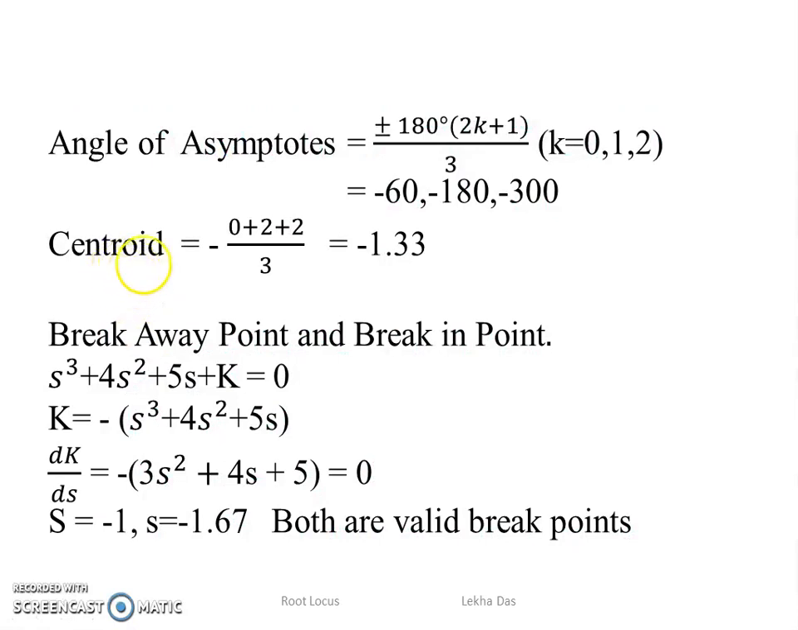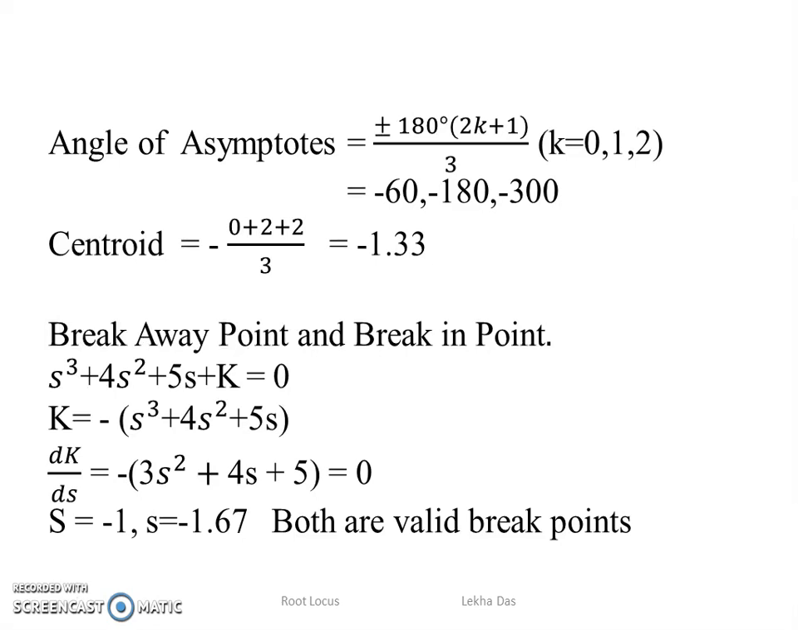Then get the angle of asymptotes. Angle of asymptotes is given by ±180(2k+1) divided by number of poles minus number of zeros, that is open loop poles and zeros. In this case it is equal to 3, so you get the angles as minus 60, minus 180 and minus 300.